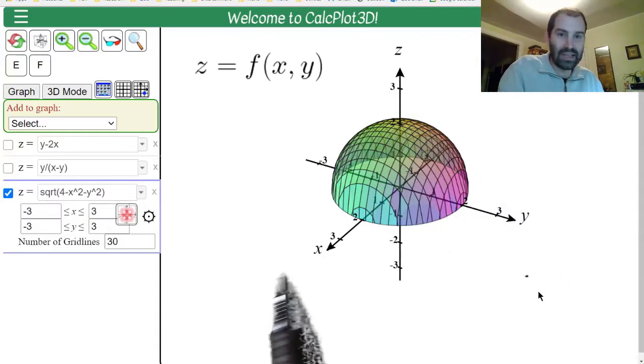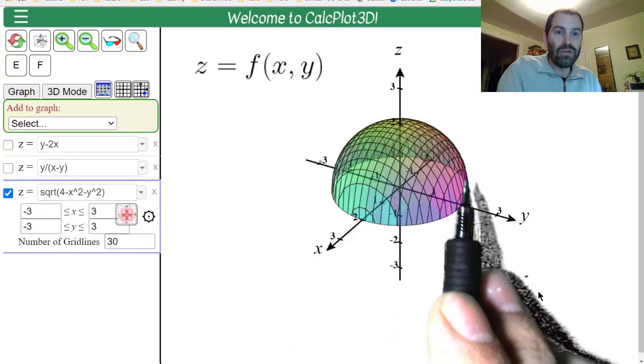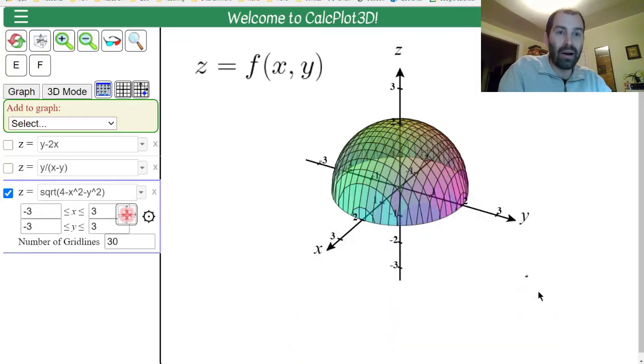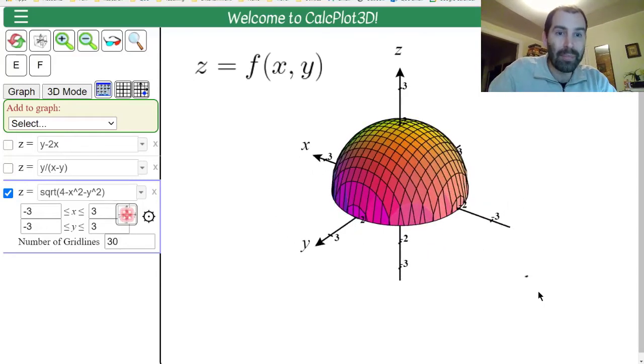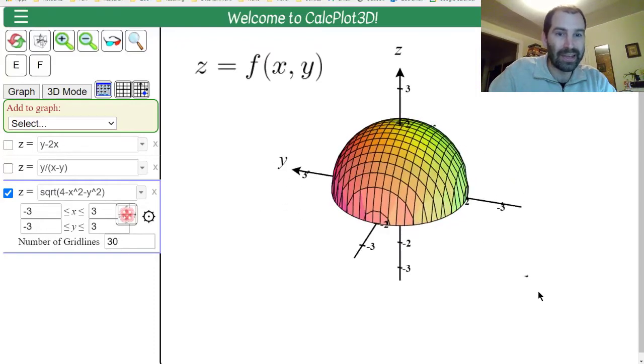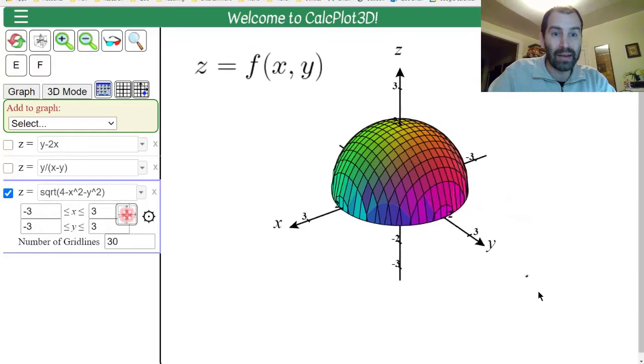Yeah, now you can see that full disk down here. Those points do have a graph above them because they are in the domain. And so this is what we're looking at. It's actually the top half of a sphere, right? That's what that function's graph looks like. And the domain is just the set of points in the xy plane where we have a graph.